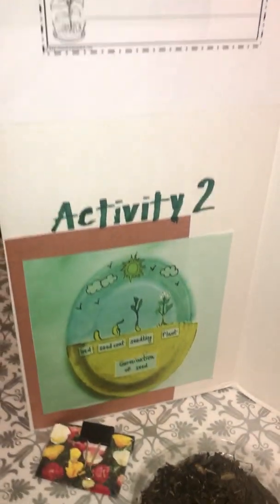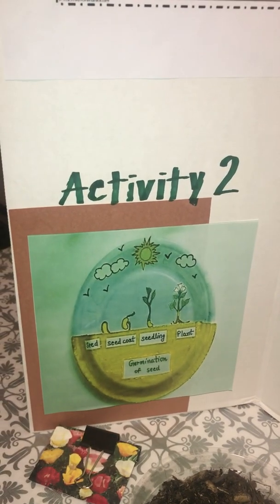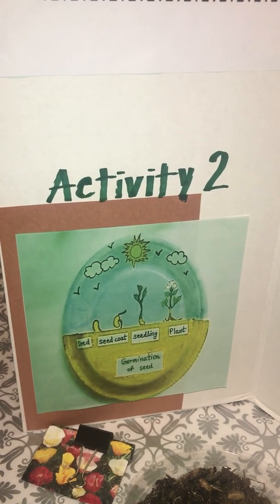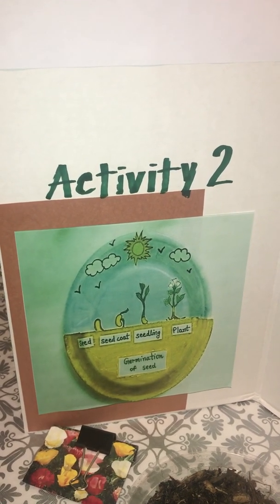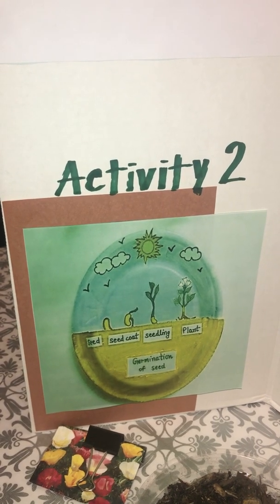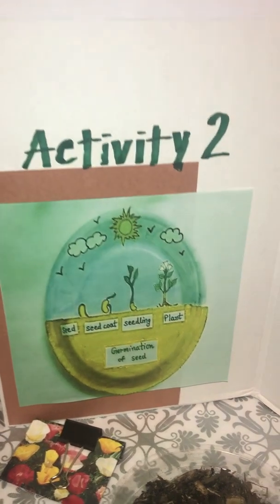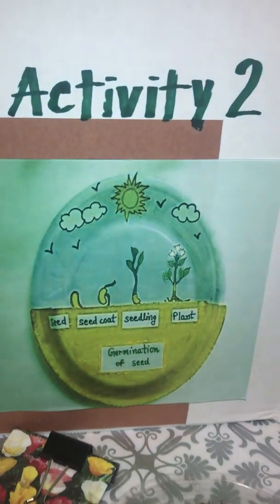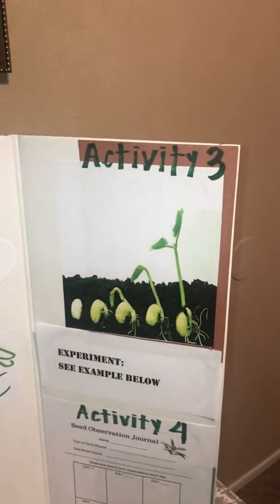Then we drop down here, activity number 2, which is a hands-on activity. Students will be given the proper resources to complete a hands-on activity displaying the germination process by creating a seed germination model. And we could see an example of that here. Okay, now coming across the board here, make our way over to activity number 3.